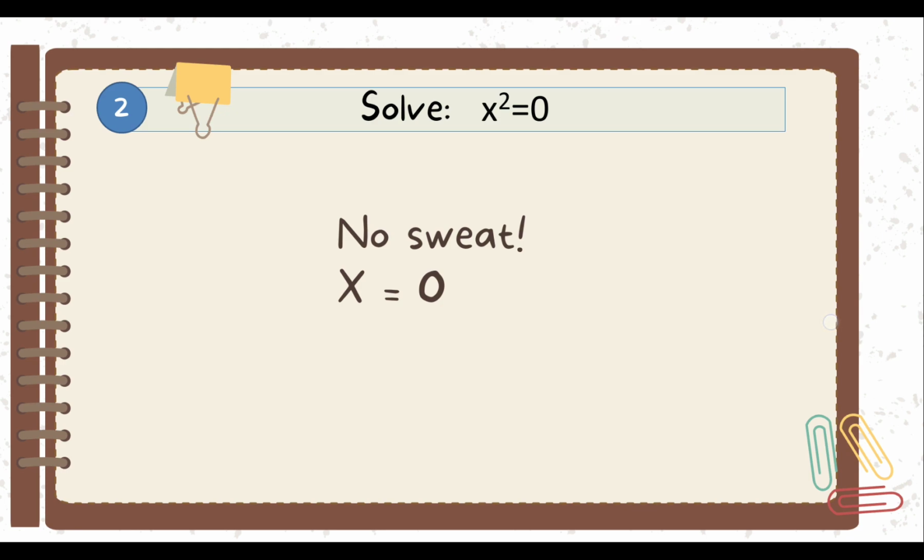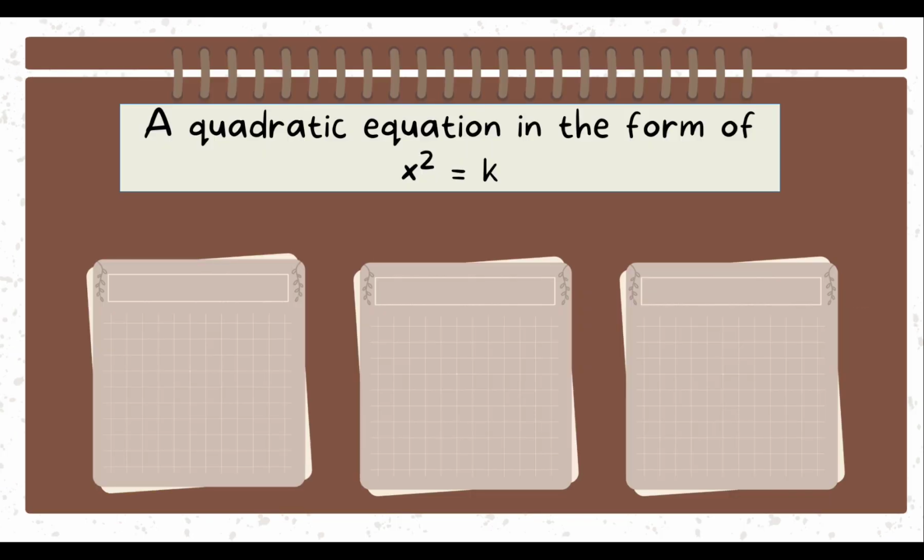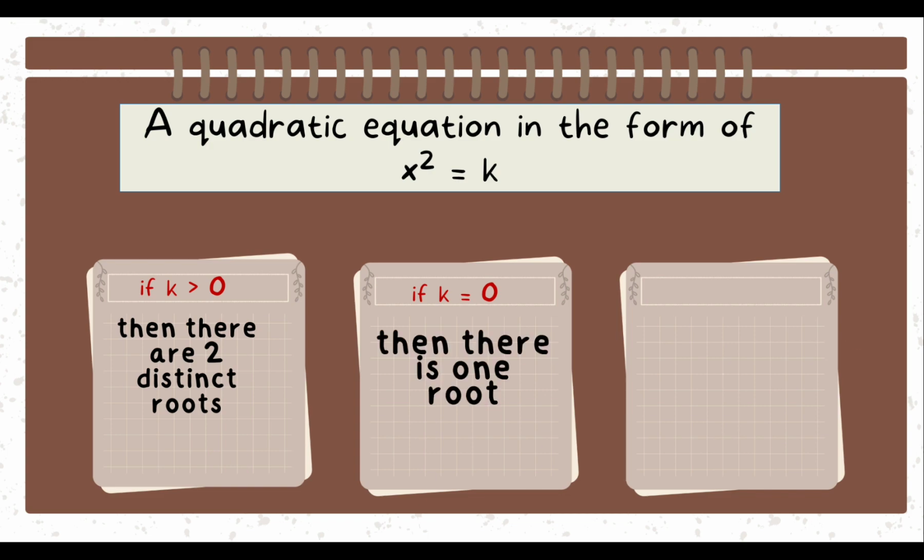There you have it. Again, let us take note. When we're solving a quadratic equation of the form x squared is equal to k, if k is greater than 0, there are two distinct real roots. If k is equal to 0, there's only one root, which is 0. And if k is less than 0, there is no real root.